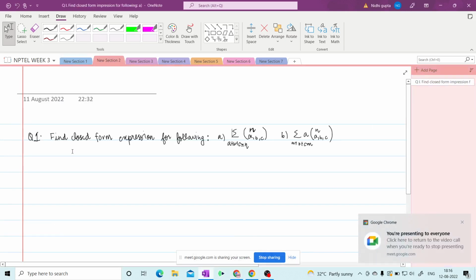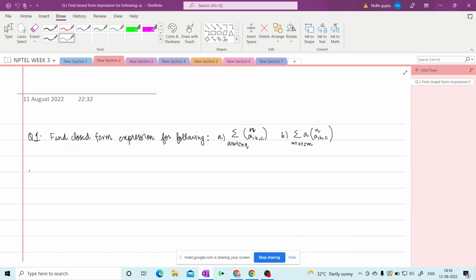So our first problem is, we want to find a closed form expression for the following expression. So first is the summation of n choose a, b, c, where a plus b plus c is equal to n. And we know this term, n choose a, b, c, is equal to n factorial divided by a factorial, b factorial and c factorial.